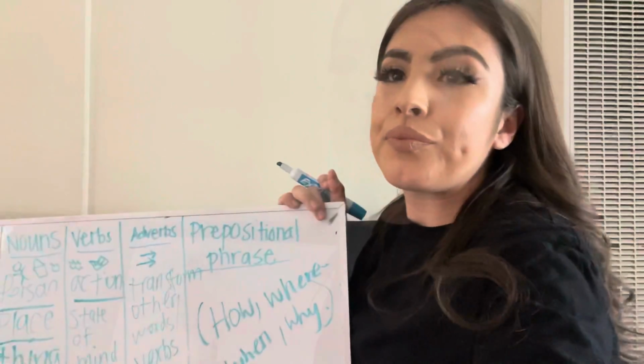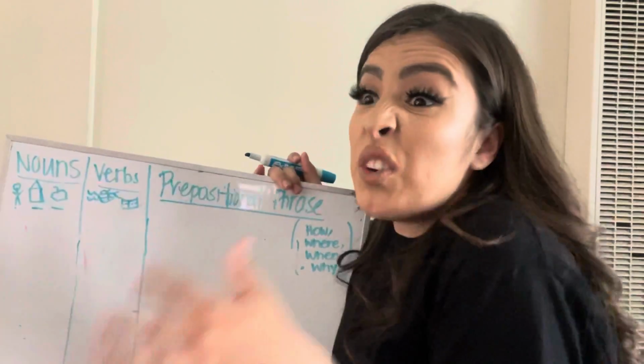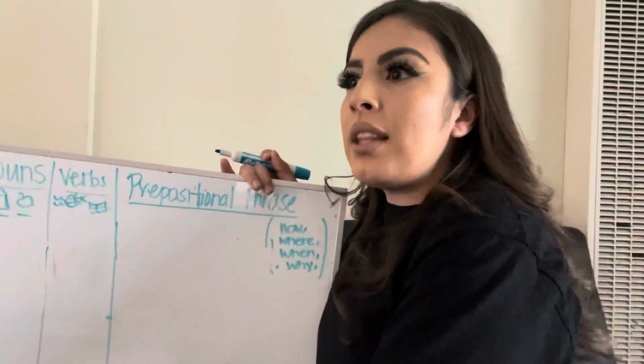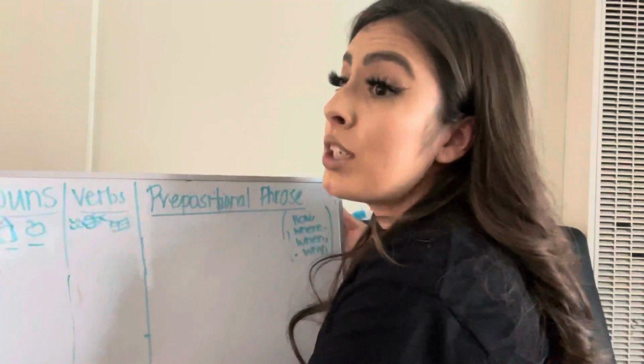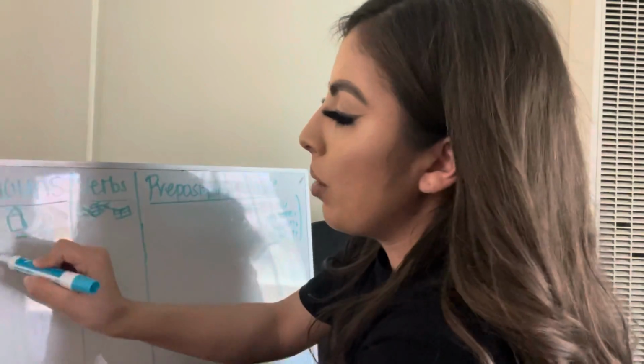Okay? All right, so now that we have learned what each of these components are, I do want to give you an example of how we can apply these to sentences, right? So the first example I want to give is Johnny. So I'm going to write Johnny.